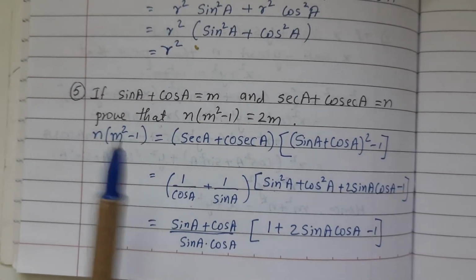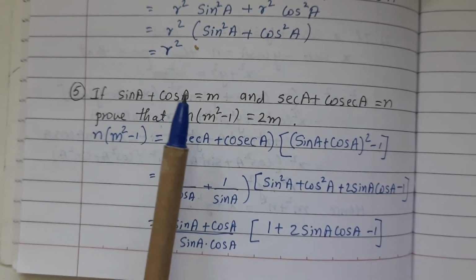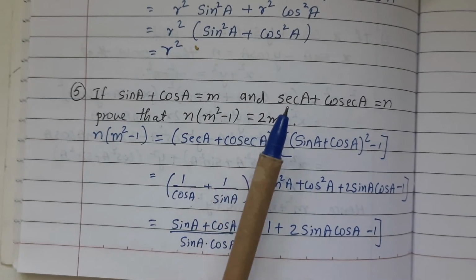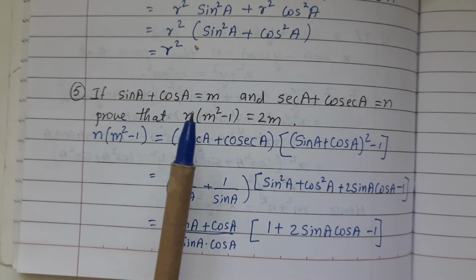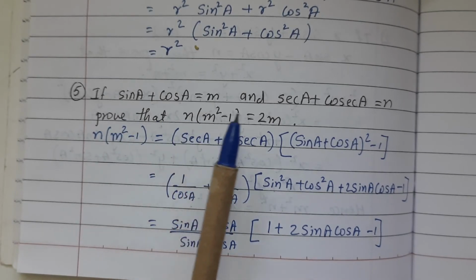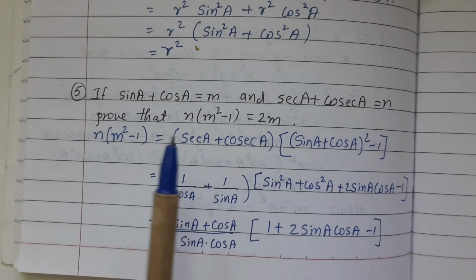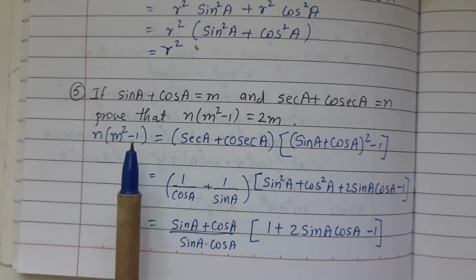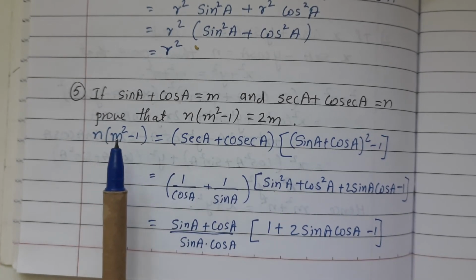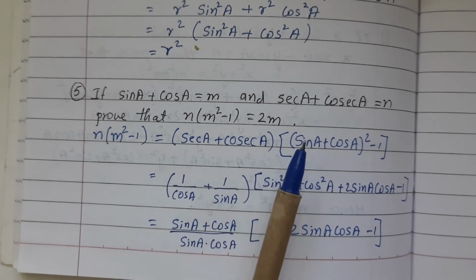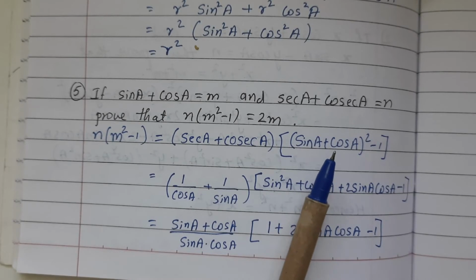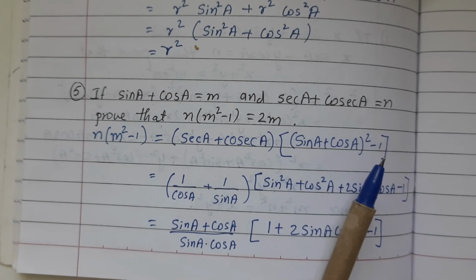Sum number 5. If sin A plus cos A equal to m and sec A plus cosec A is equal to n, prove that n into m square minus 1 equal to 2m. n into m square minus 1. Substitute the value of m and n. n is equals to sec A plus cosec A, into m square is sin A plus cos A the whole square minus 1.